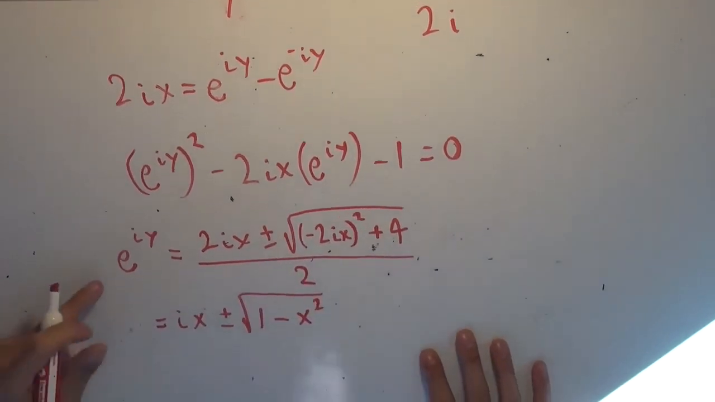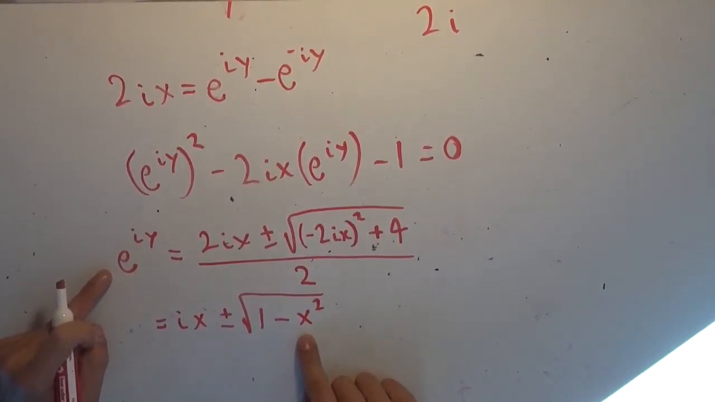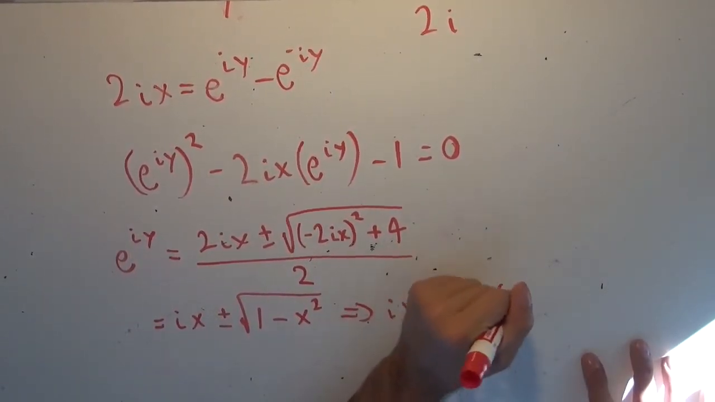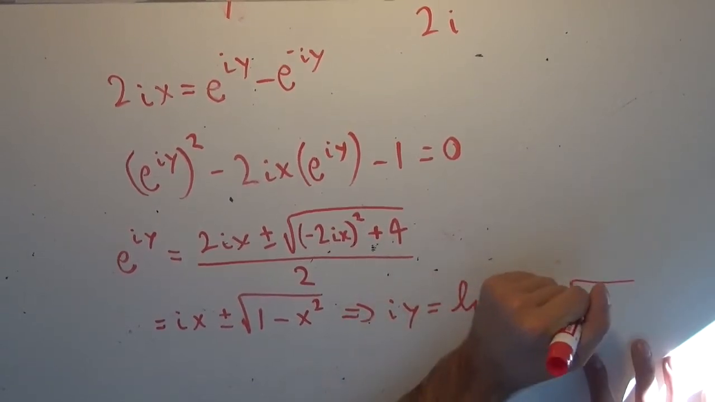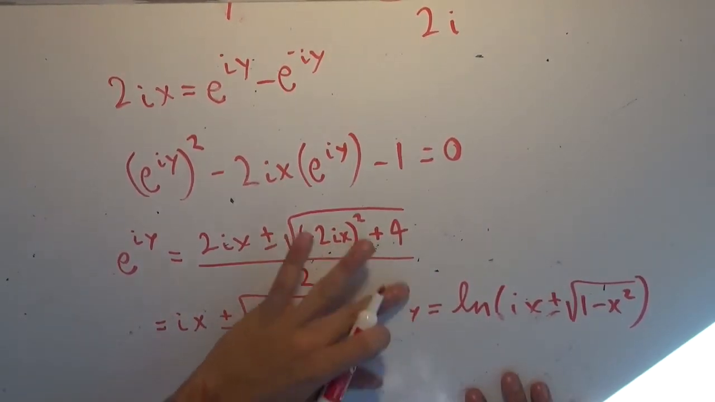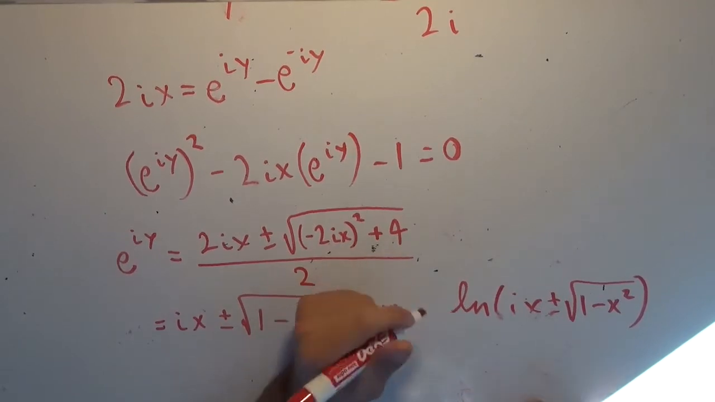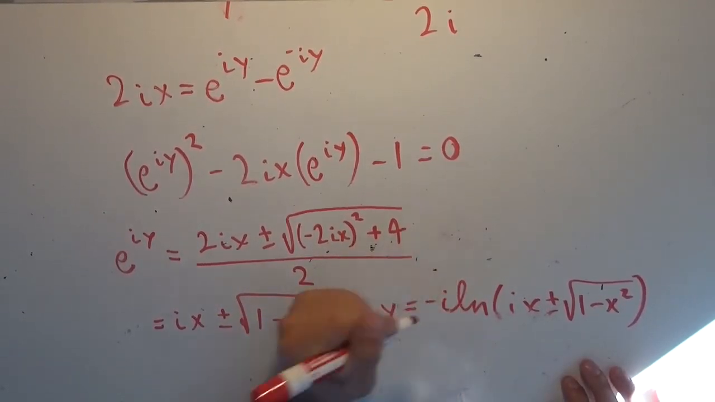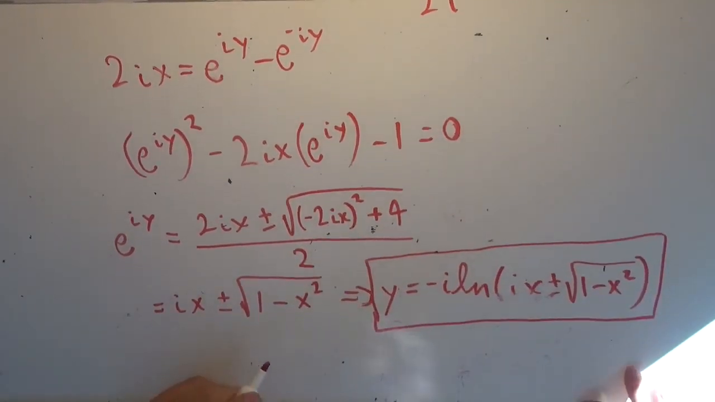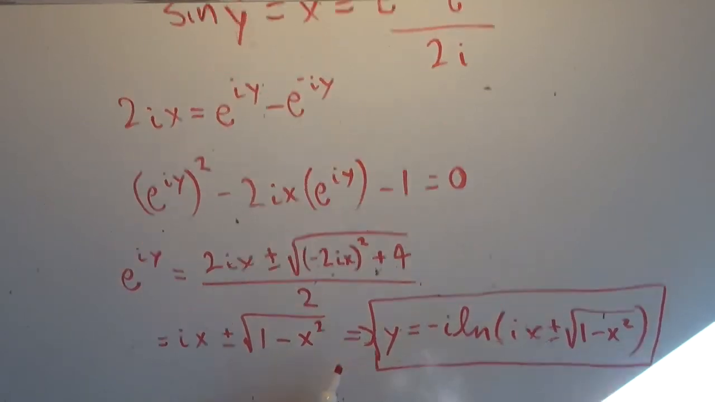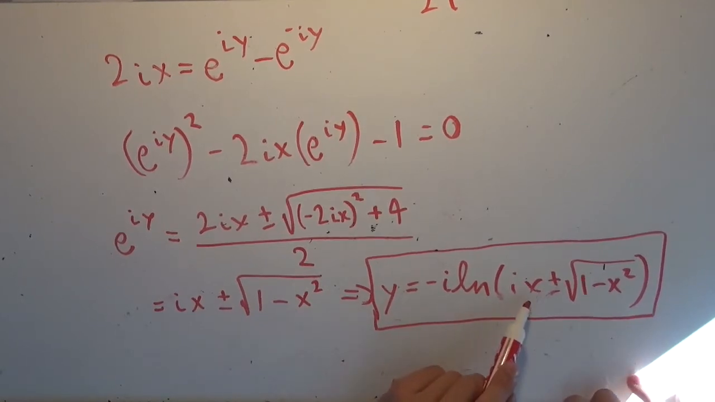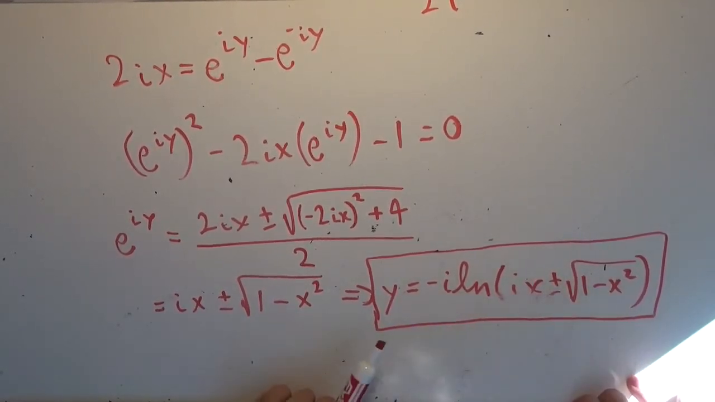And simply we're going to take the natural logarithm of both sides again, and then we end up with iy is equal to the natural logarithm of ix plus or minus the square root of 1 minus x squared. Of course, we want to solve for y, not i times y, so we simply divide by i, but as we know from complex numbers, 1 divided by i is the same as negative i. So the logarithmic form for the inverse sine is actually a complex logarithmic form. So y equals the inverse sine of x is also equal to negative i times the natural logarithm of the quantity i times x plus or minus the square root of 1 minus x squared.